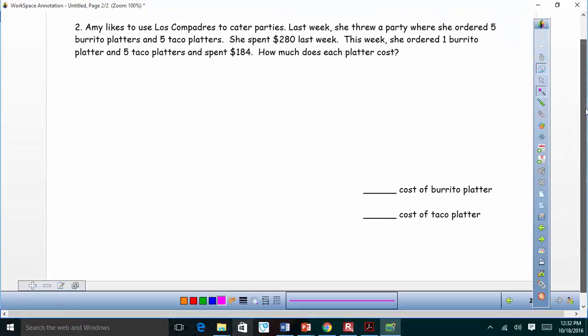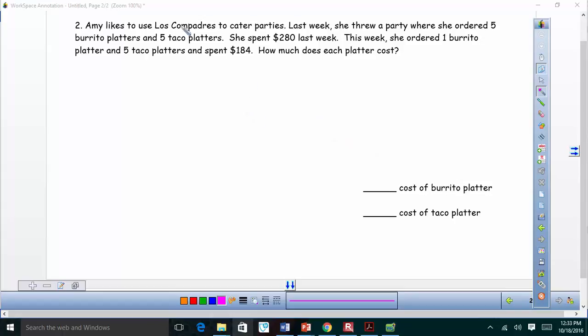Okay, so number 2 says, Amy likes to use Los Compadres to cater parties. Last week, she threw a party where she ordered 5 burrito platters and 5 taco platters. So what 2 things are we looking at? Burritos and tacos. So what do you want to let burritos be? X. What about tacos? Tacos we're going to let be Y.